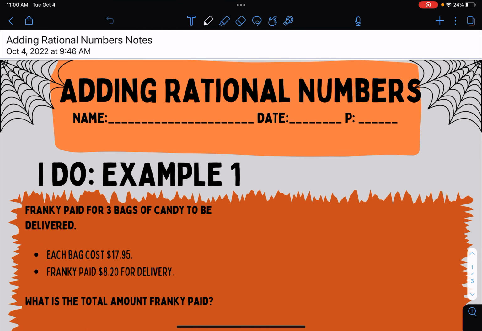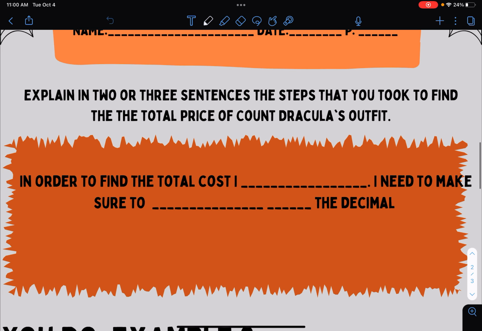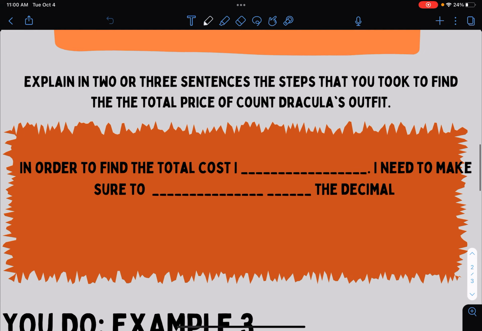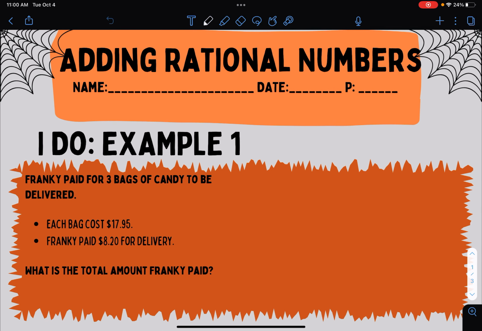All right, boys and girls. So today you're going to be adding rational numbers. We're going to work through two examples together, and then you'll have a writing piece and the you do before you go on to your independent practice. Okay, so first example is an I do.